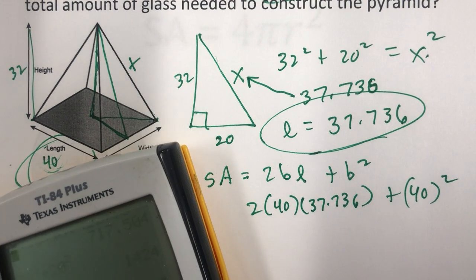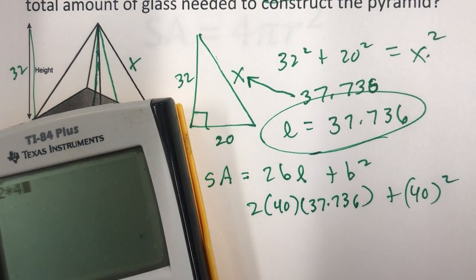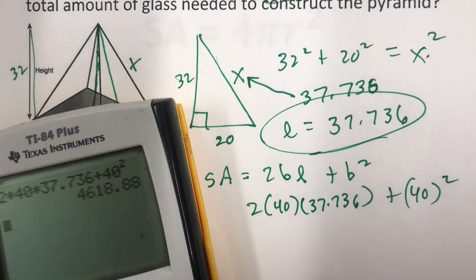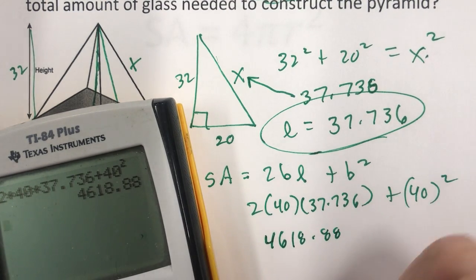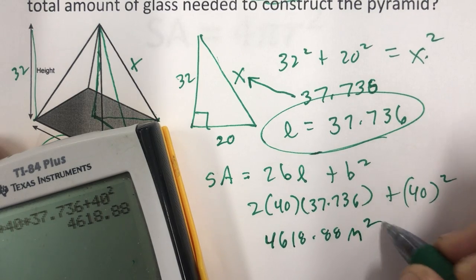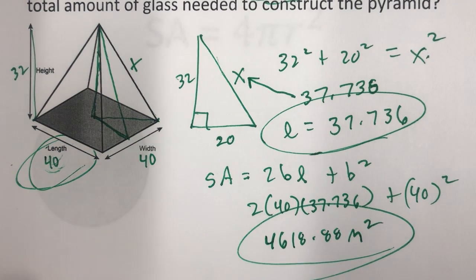Okay, so 2 times 40 times 37.736 plus 40 squared, and that's 4618.88, and this is meters. And there you go, there's my surface area.